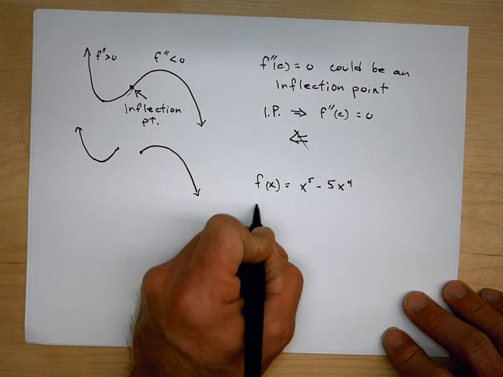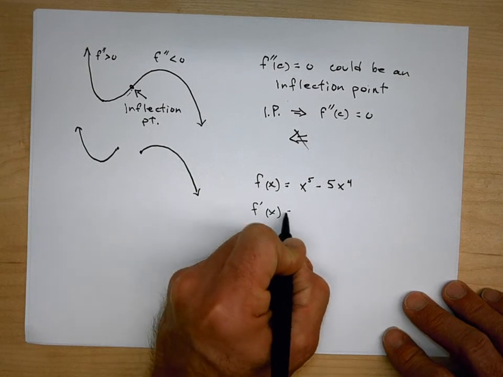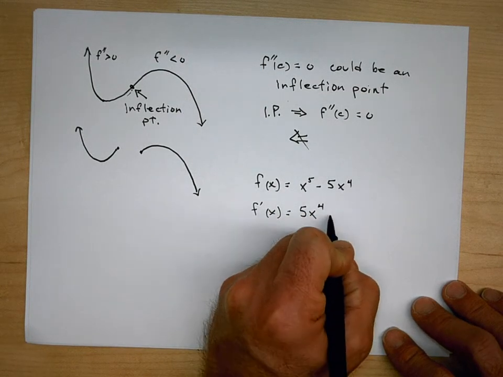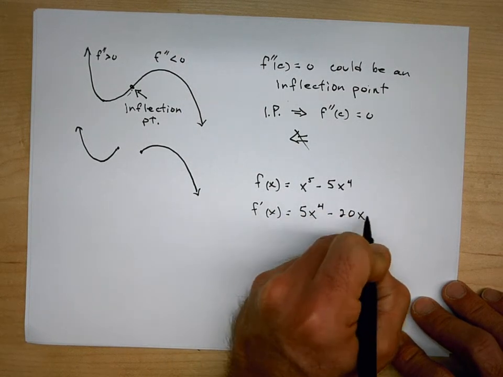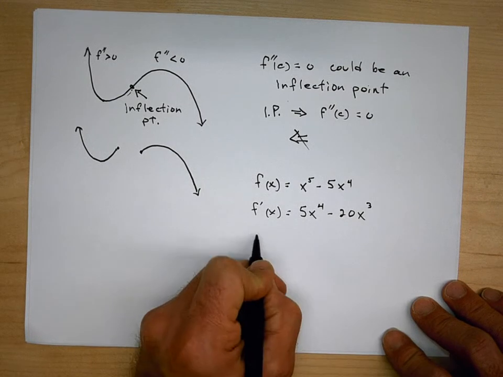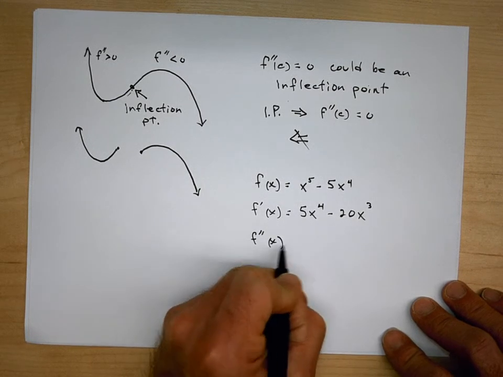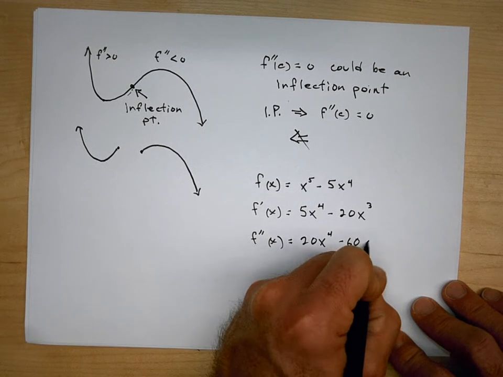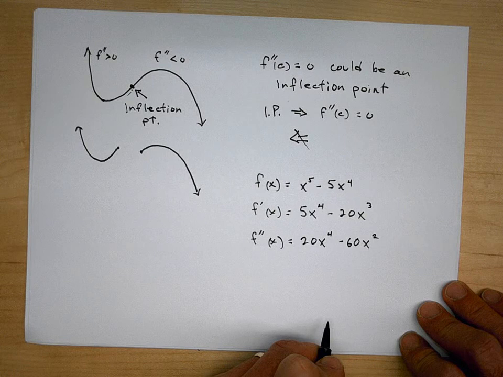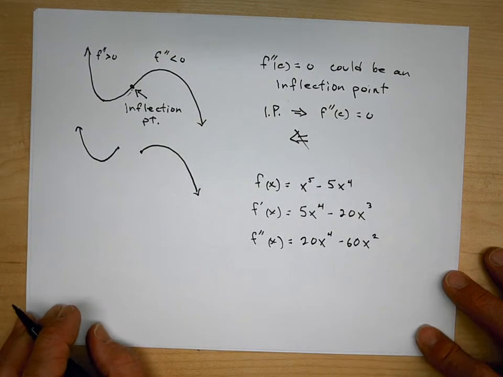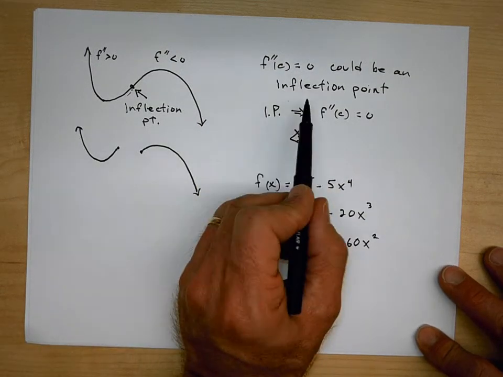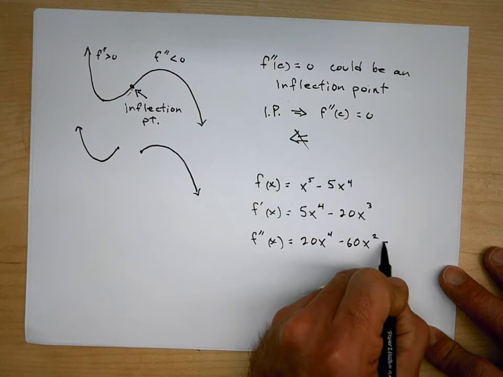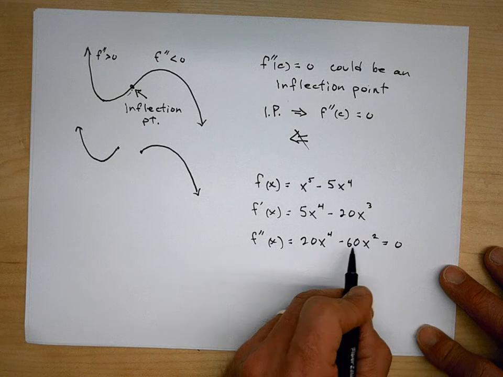All right. So to get the second derivative, first I have to take the first derivative, right? So that's 5x to the 4th minus 20x cubed. But I'm after the second derivative, so let's do it again. Polynomials are easy: 20x to the 4th minus 60x squared. We use the idea that if we have an inflection point, the second derivative is 0. So if we set this equal to 0, we will find at least our candidates.